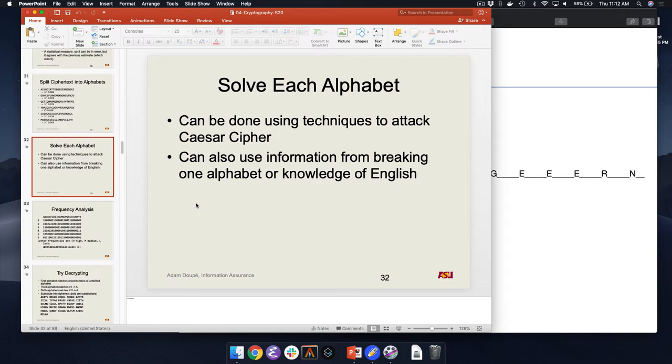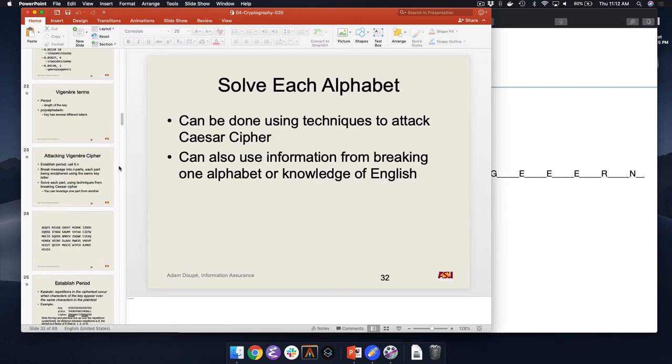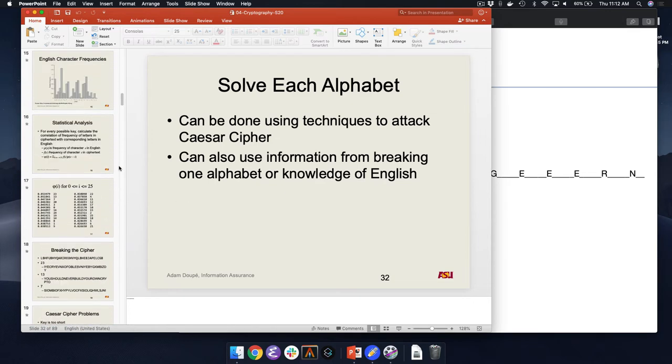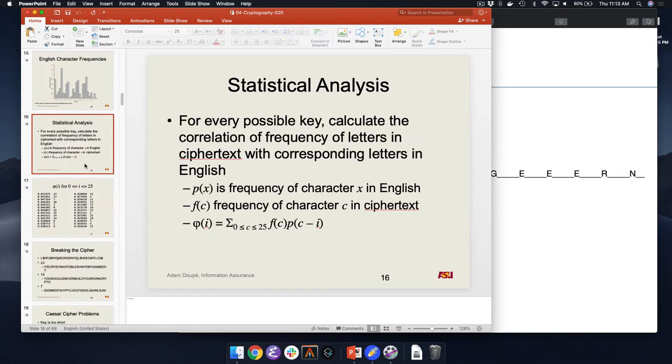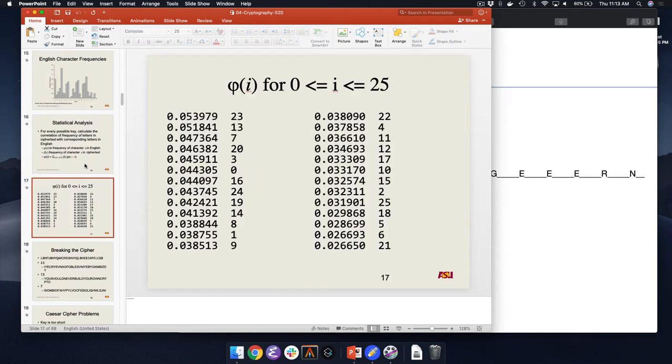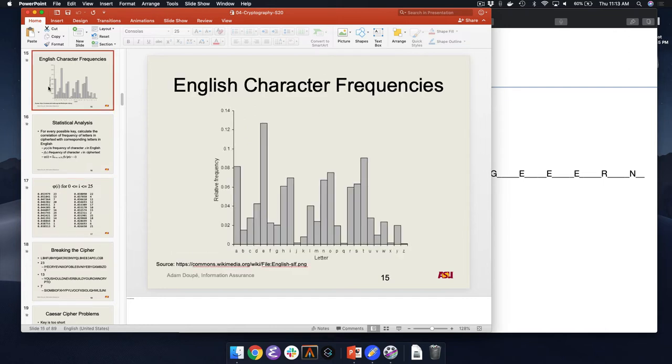All right, but I'm going to show you. We can do exactly what we did before. We can calculate this statistical analysis. We can calculate the frequency of each of the shifts to see which gets us closer to this graph, which is exactly what we did before. Instead of just doing exactly what we did before, I'm going to show you a different technique that we can use that's a little bit more granular to try to do this.